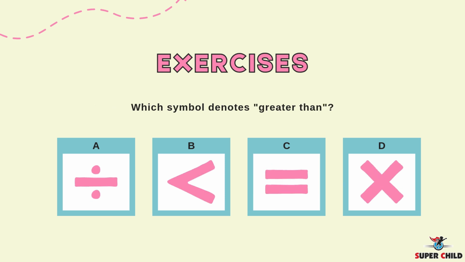Next we'll see is which symbol denotes greater than. A, B, C or D. Come on, answer fast. Write in the comment section below. So the correct answer is answer B.